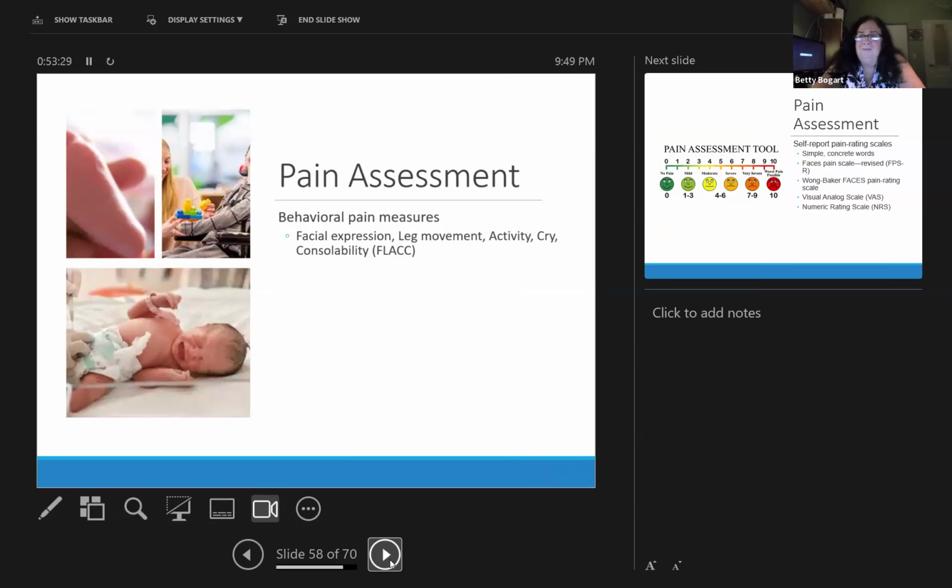Now, FLACC scale. FLACC scale is used for infants up to the age of 3 and nonverbal children, adults, doesn't matter. And what it does, it looks at the facial expression. Are they crying or are they smiling and happy? Their leg movement. Are they calm or are they kicking because they hurt so bad? Their activity, laying straight in bed because I don't want to move because I'm going to hurt. Crying, and can you console them? That's the FLACC scale, and that's for infants up to the age of 3.